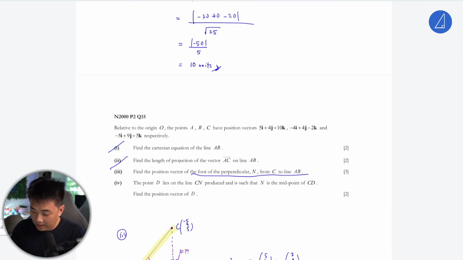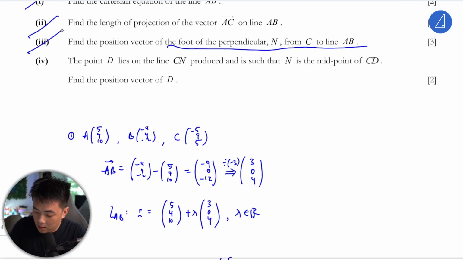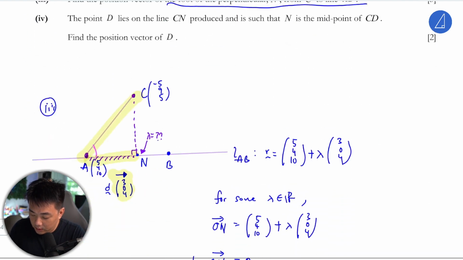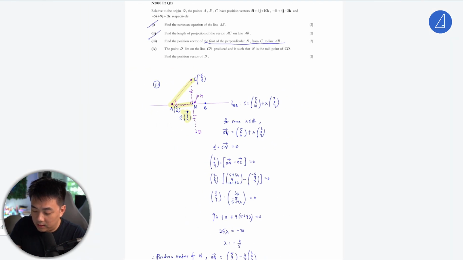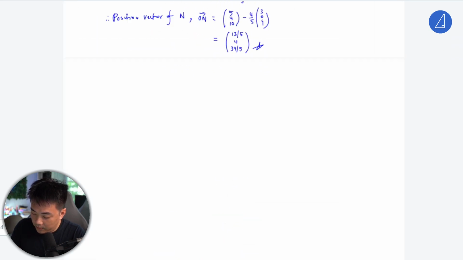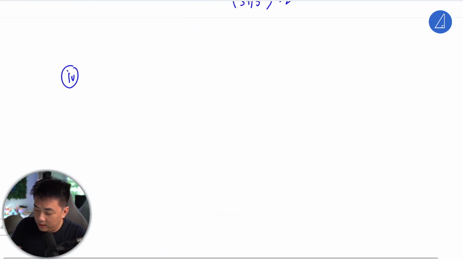Let's look at the subsequent part 4. Part 4 says the point D lies on CN produced such that N is the midpoint of CD. Find the position vector. Okay, so essentially what we need is just the midpoint theorem. Point D is on CN produced such that N is the midpoint of CD. Just by ratio theorem, I think this is quite a quick fix here. So part 4, what we need is essentially OD.